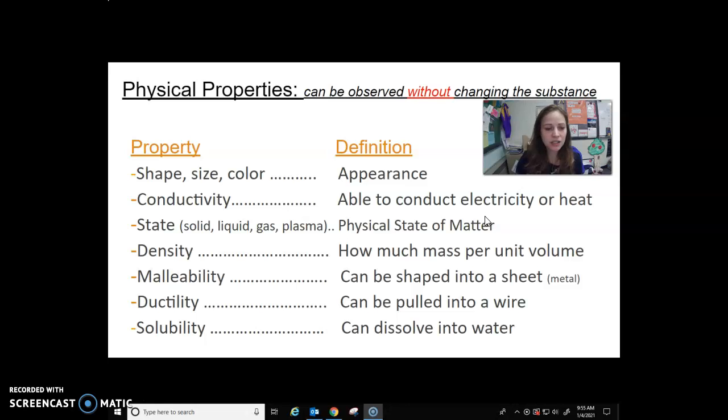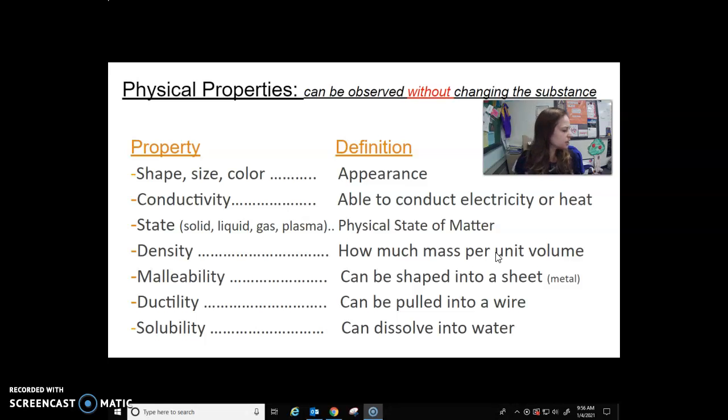The state, so solid, liquid, gas, or plasma, that is actually our next chapter. We're going to be diving into that in much more detail. The density, we'll be doing a lab on this when you return in a couple weeks. Okay, I'm excited. It does involve candy. But that's how much mass per unit volume.